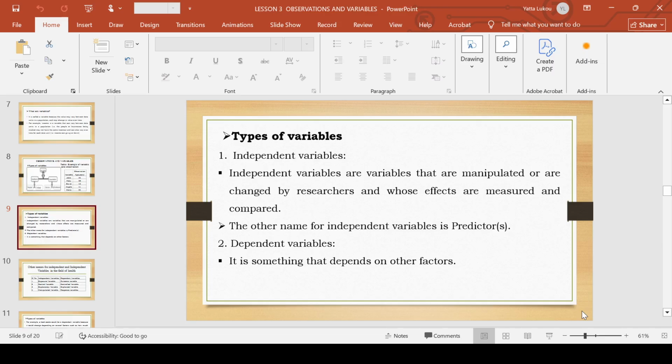So in any research, based on the interaction between the variables, variables are classified as independent variables and dependent variables. The independent variables are the variables that are manipulated or changed by researchers and whose effects are measured and compared. It is the variable that can influence the other variable, which is the dependent variable. Therefore, the dependent variable is something that depends on other factors.